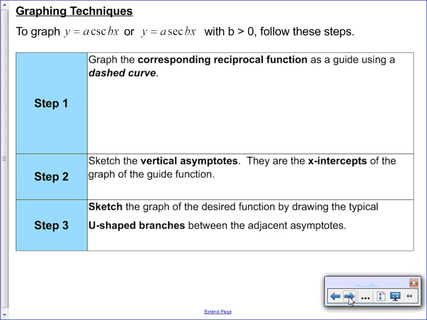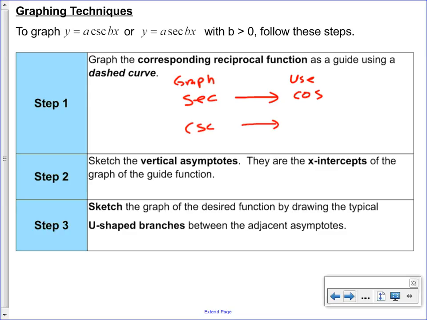Here we go. Little cheat sheet for you. Okay, at the very bottom. If you're going to graph secant, then you're going to use cosine. Okay? If you're going to graph cosecant, then use the ghost function of sine. Other than that, everything else is the same.